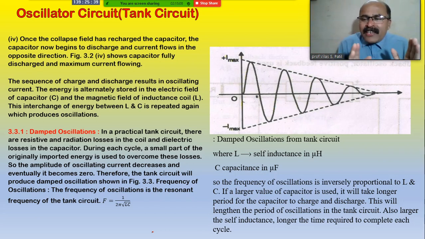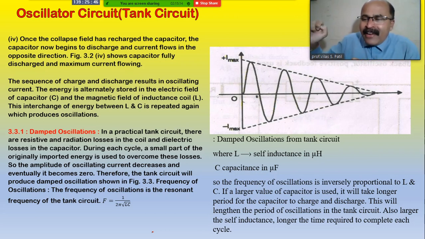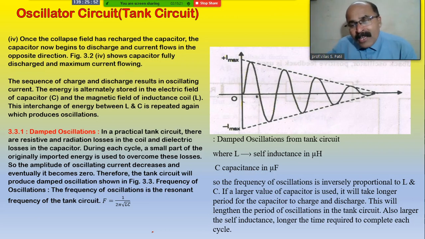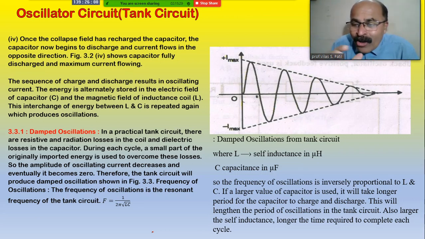An oscillator is the electronic circuit which converts DC into AC. DC means direct current, and AC means alternating signal which oscillates up and down. We have to convert the DC into AC. In case of an oscillator, a converting circuit is required, and that converting circuit is the tank circuit.